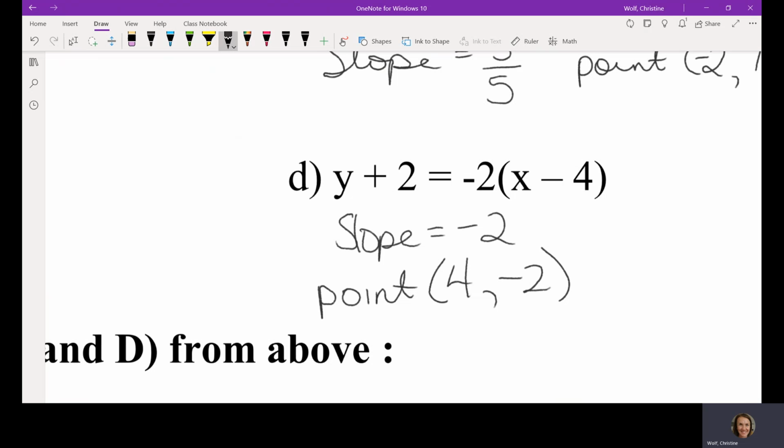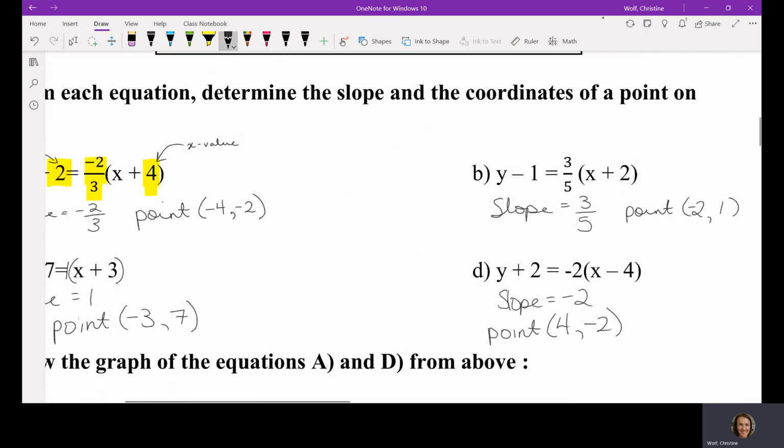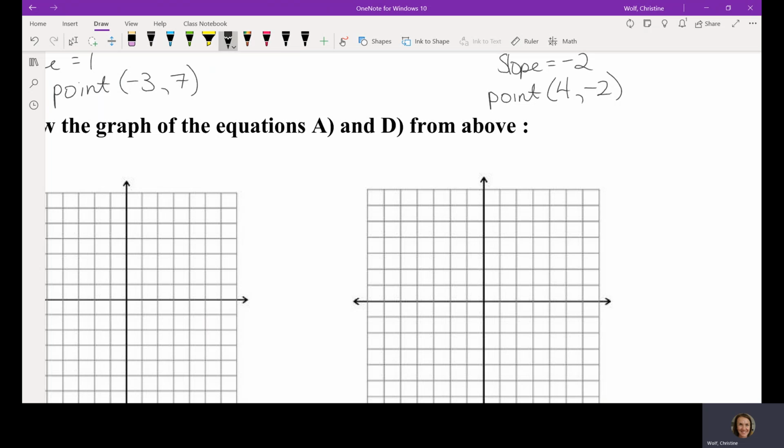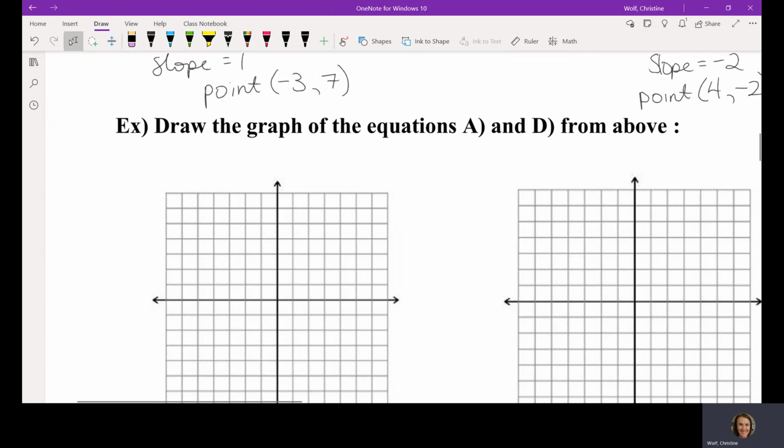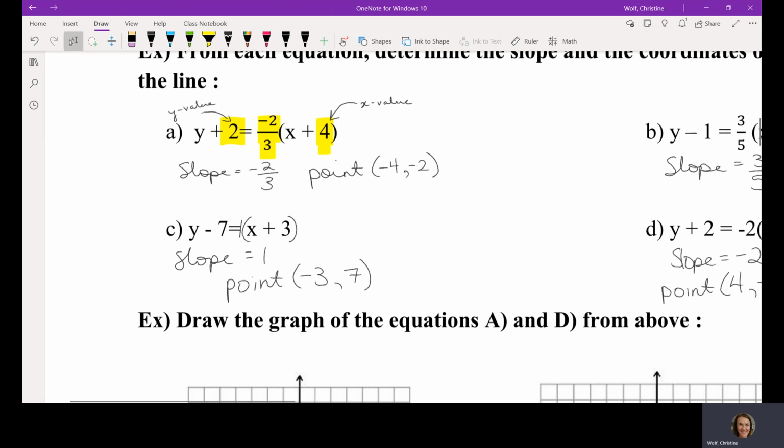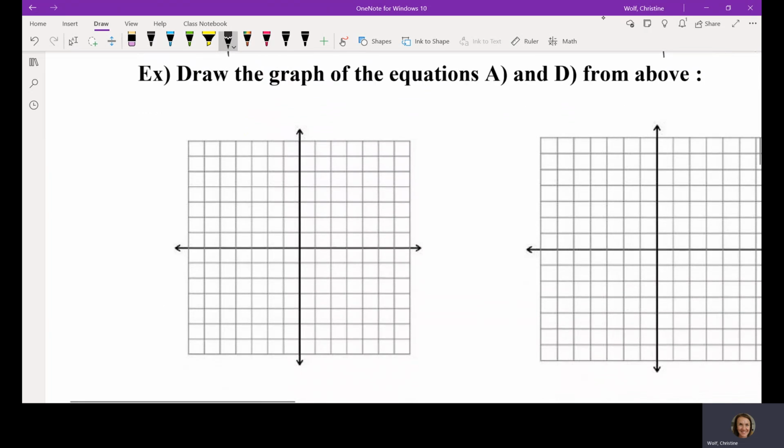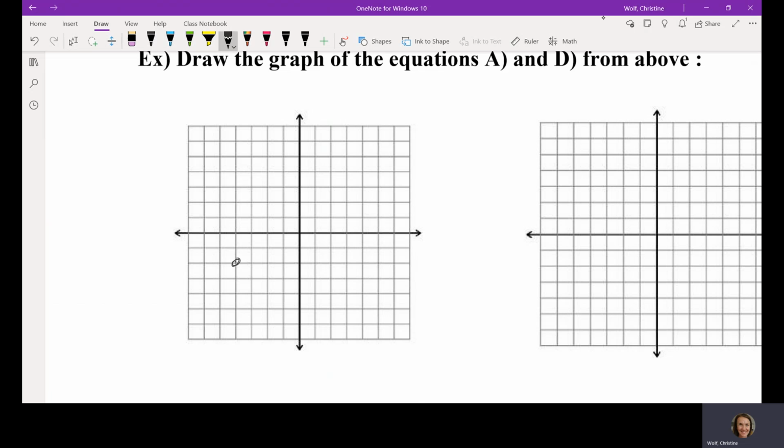It's very simple. Now what I want you to do is graph the equations of A and D. So if I'm asking you to graph equation A, that's this guy right here. And we've already pulled out the important info. So I know I have a point at -4, -2. So the first thing I'm going to do is go on my graph and draw a point at -4, -2, because I know for certain that's a point on the line.